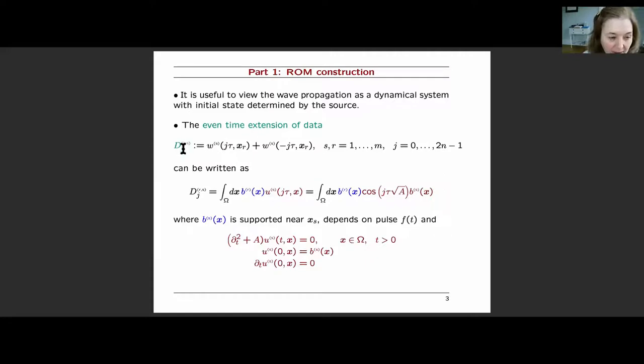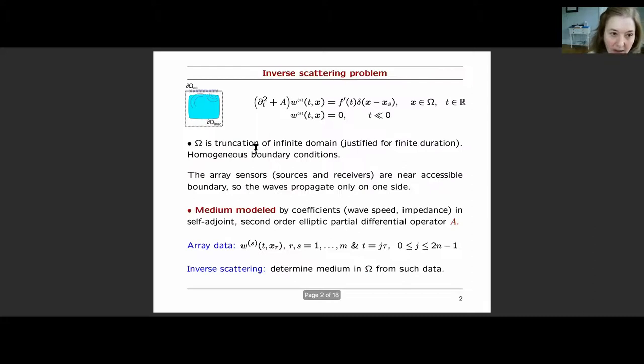So here I write the even time extension, and this is what I call my data. J stands for the time index at which I measure, R and S stand for the receiver and the source. So my data is going to be the even extension of what I measure. Now, I want to point out that we are really not losing any information here. In fact, this even extension can be obtained from what we measure for the simple reason that we are assuming that the medium is known and homogeneous near the sensors.